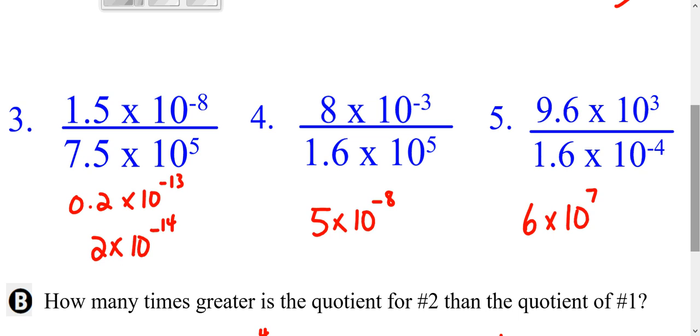Negative 3 minus 5 is negative 8. And number 5, you got to be really careful because 3 minus negative 4 is 7, not negative 1. So be careful with that.